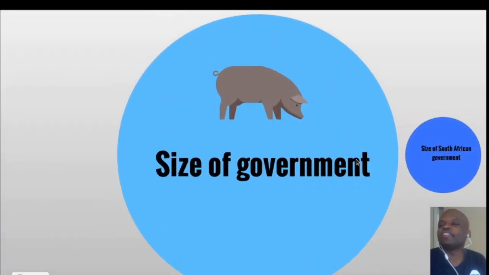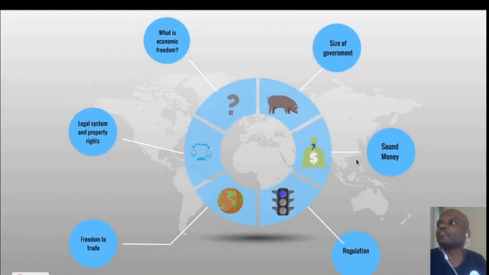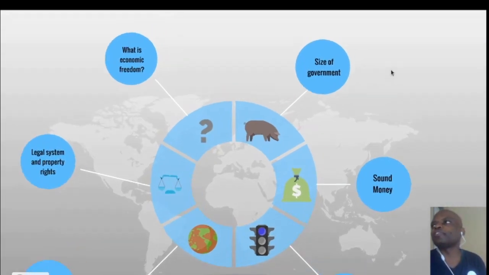And then we look at each area one by one. We've discussed what economic freedom is, the definition, as well as some of the benefits. There are five areas: size of government, legal system and property rights, sound money, freedom to trade internationally, and regulation. We'll go through each area in turn and see how South Africa has done in the past and now in the present.